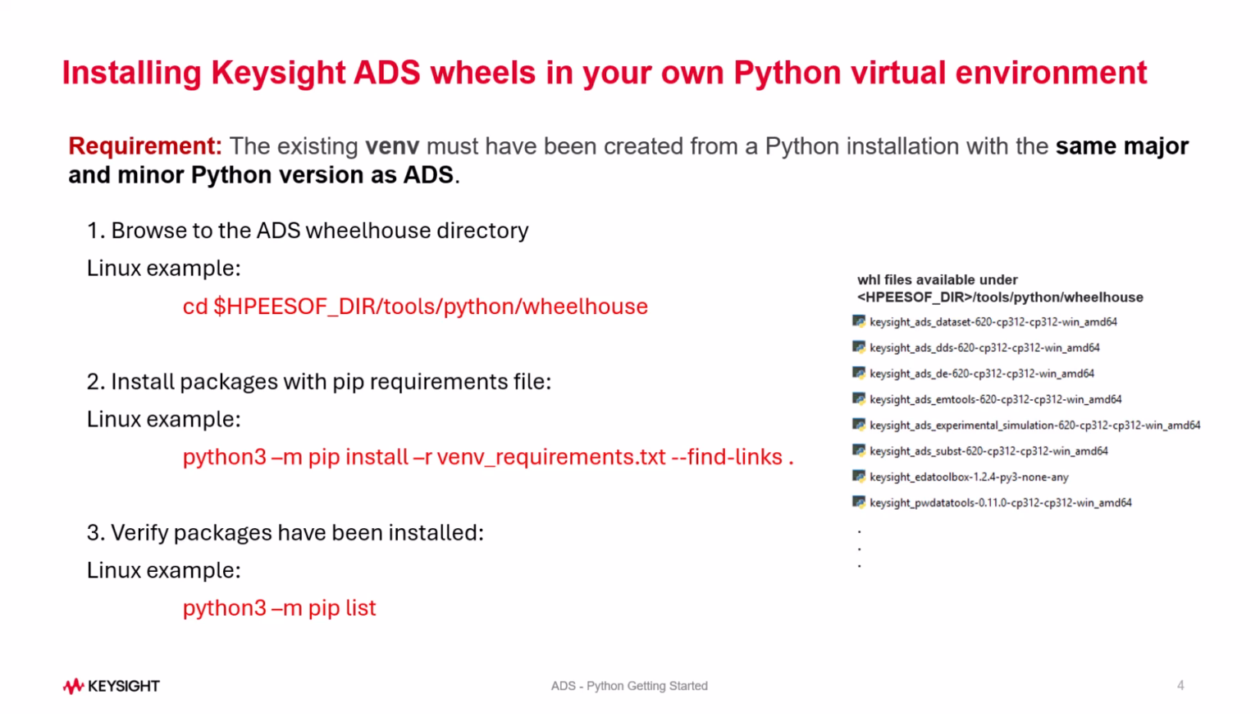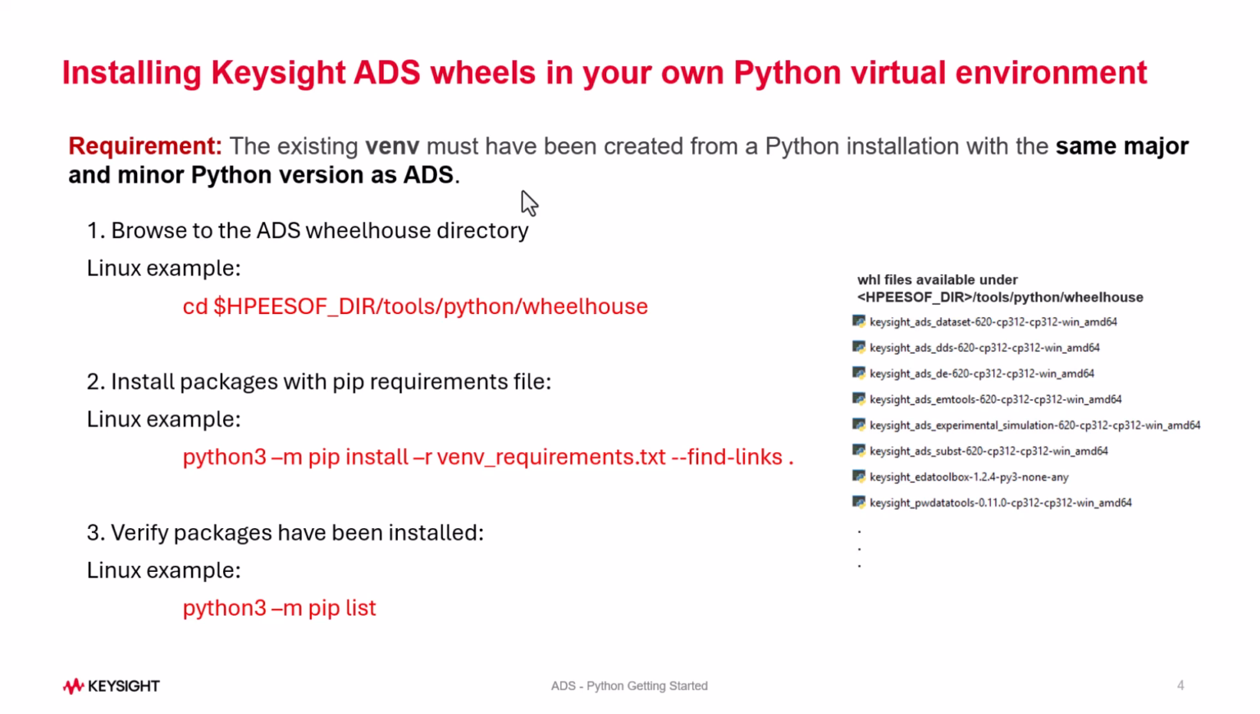Another way of using ADS Python APIs is to use them in your own custom Python virtual environment, which you may already have in place. In case you have a virtual environment, the only condition you need to remember is to use the same major and minor Python version as supported by ADS.